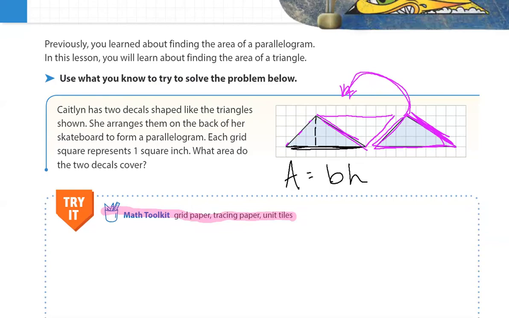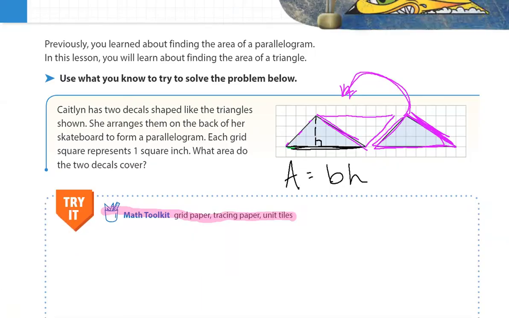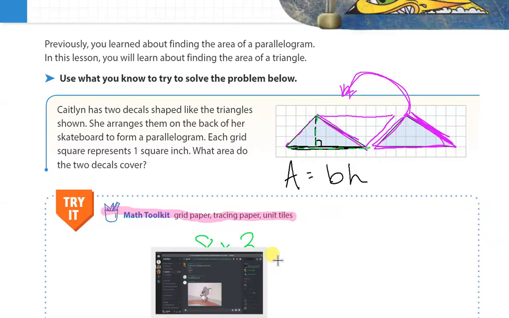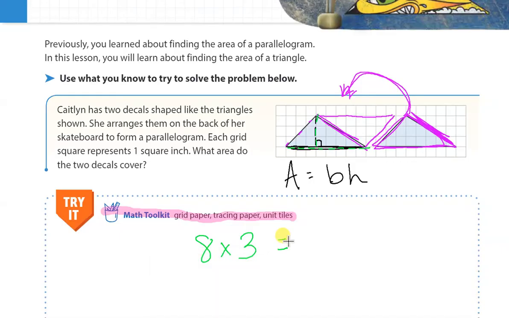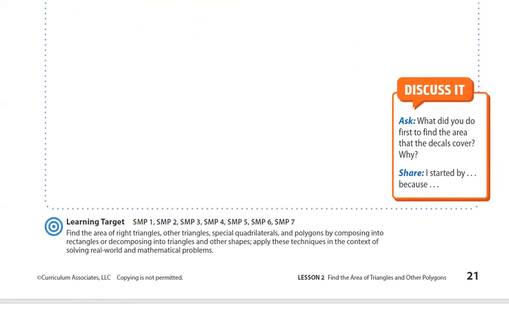You can find the height anywhere as long as it's perpendicular to the base you're using, so it makes a 90-degree angle. So the base here is 1, 2, 3, 4, 5, 6, 7, 8. 8 times 1, 2, 3. 8 times 3, which is 24. And don't forget, since it specifically said we're working with inches, we should add our units here, inches squared. So the 2 decals will cover 24 square inches.